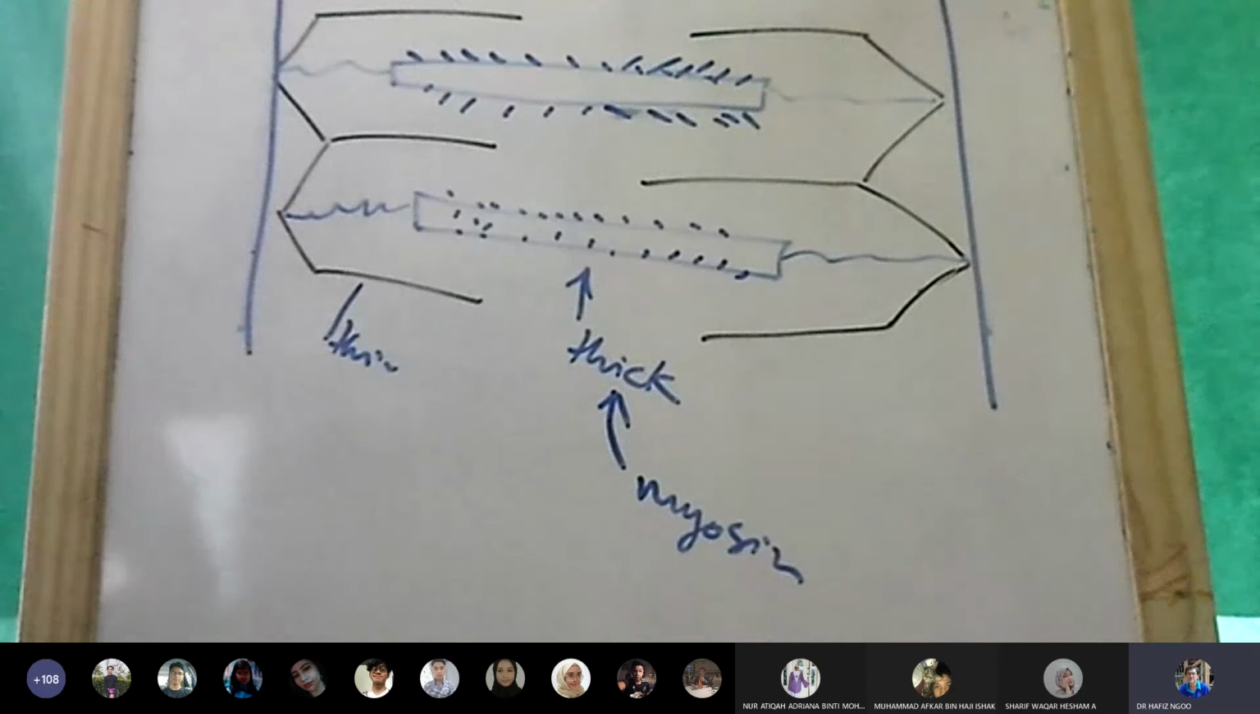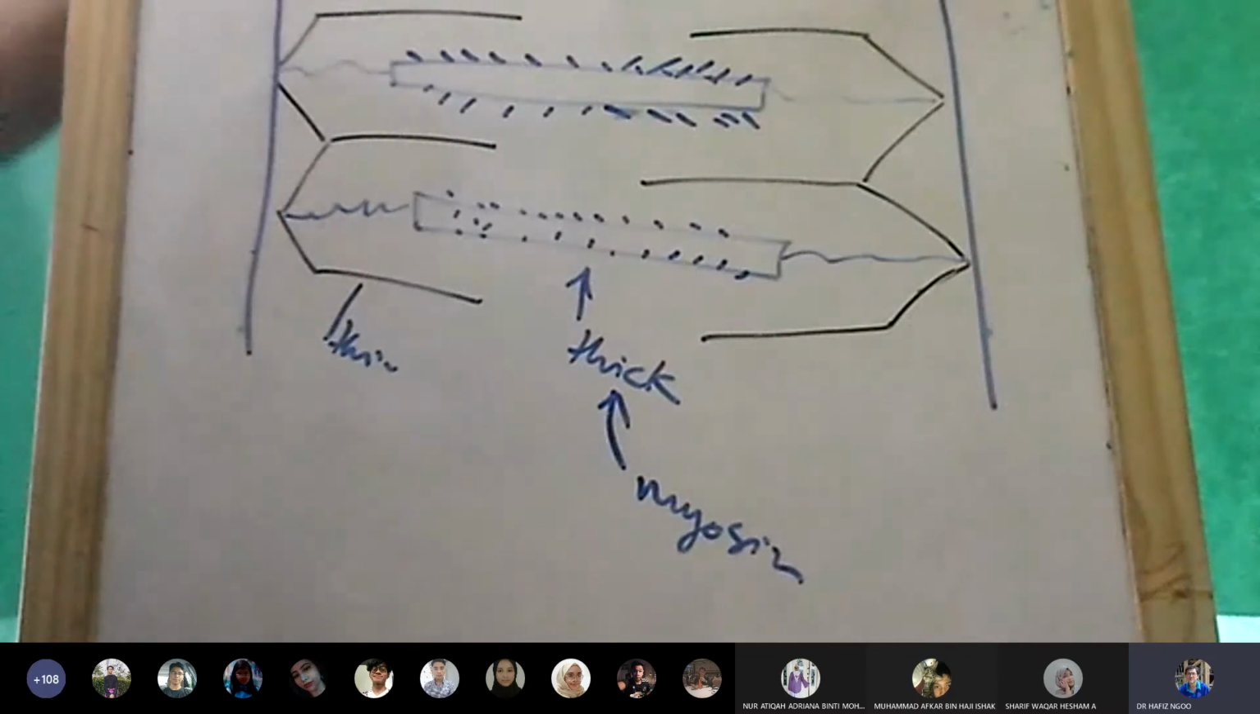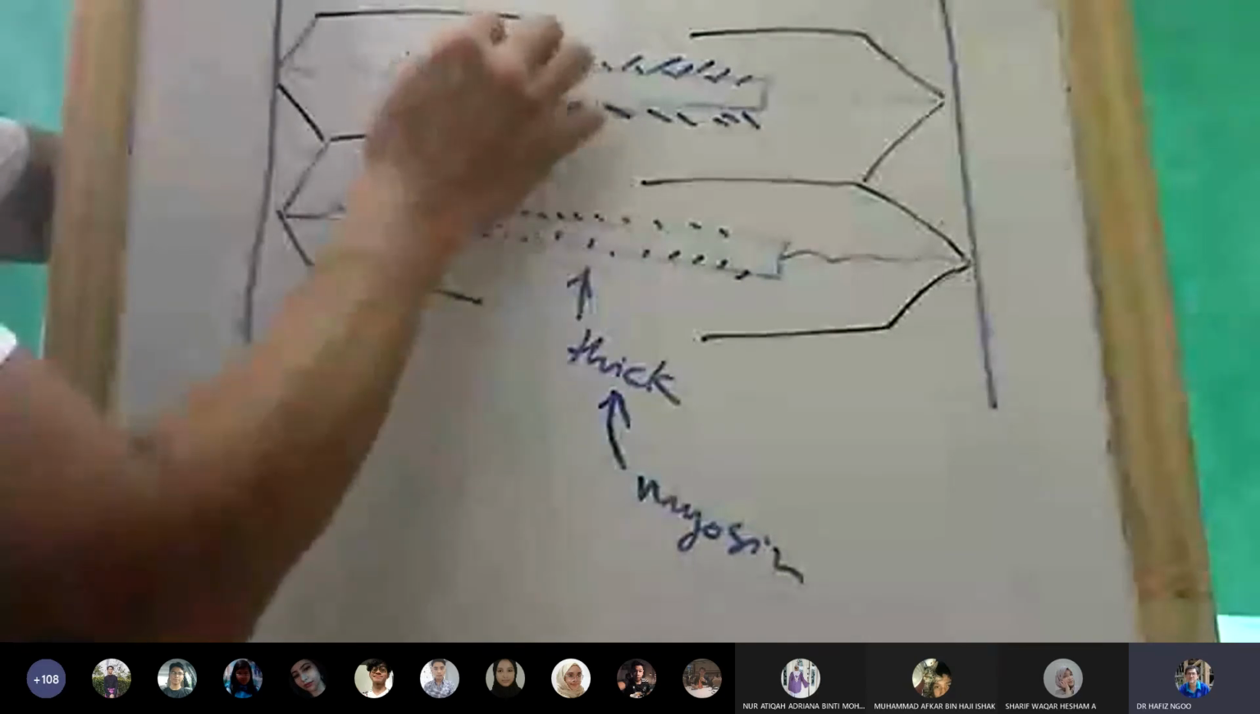You can learn about the different lines, the I band, the A band, the Z line, the M line. I leave that to you to discover. I'm not going to go into that. Then we look at the thick filament. We already know that this is the myosin. The most important thing is that the myosin must be able to attach to the actin.